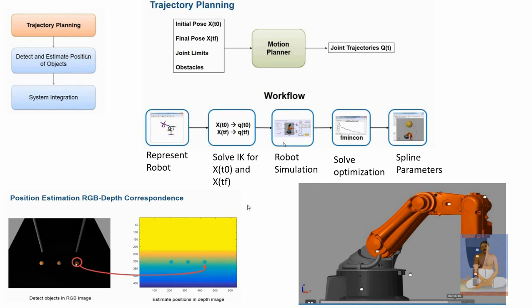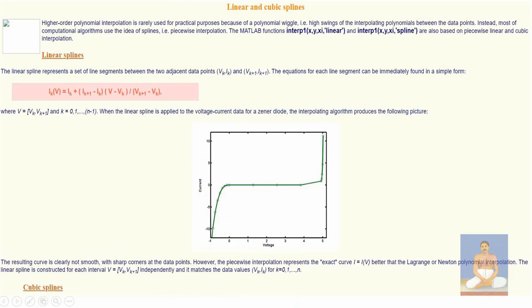If we look at the workflow chart, we represent the robot X0, solve inverse kinematics for the XT0 and XFT. Robot simulation is there. Then we solve the optimization problem, then spline parameters. Now what are linear and cubic splines? Splines are basically the path or the trajectory taken, which is the shortest path to grab an object or to place an object. It should be the shortest possible path available, not the longer path.